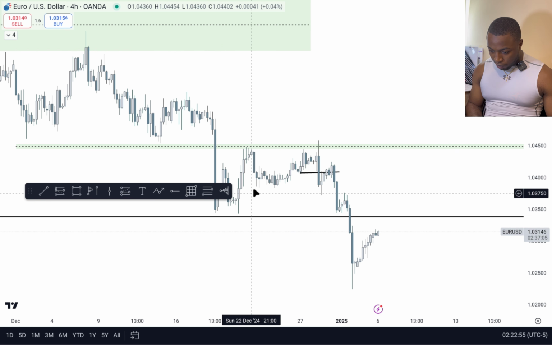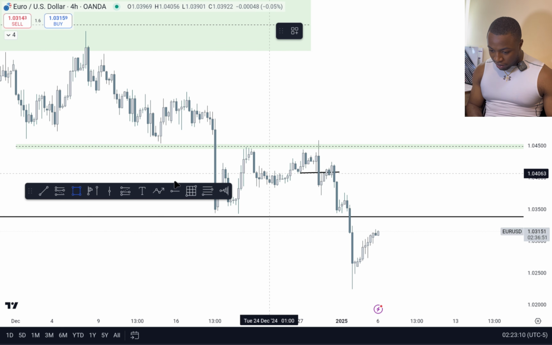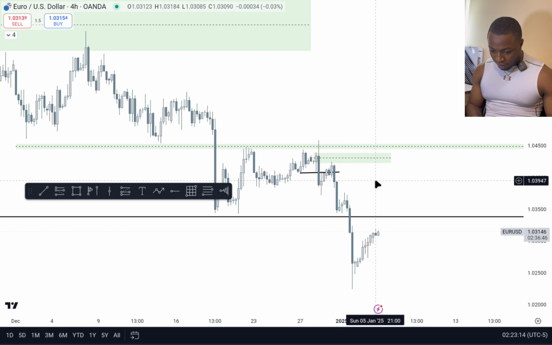Price rallied up, broke market structure, gave us an order block, which is the last up close candle before a down move. Okay, price literally retraced into this order block. See, we had a retracement into this order block.